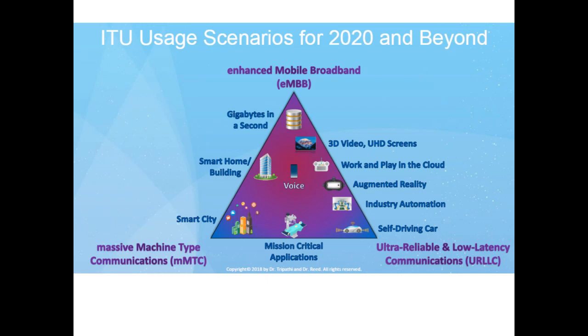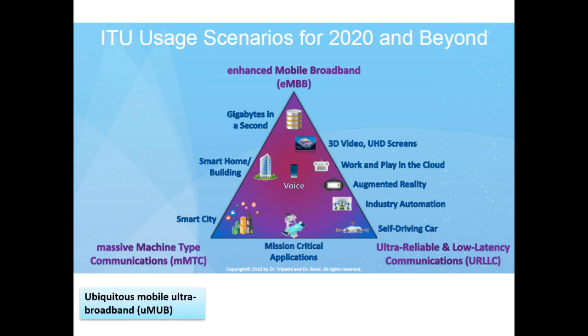So self-driving cars would be more empowered or enabled by URLLC type of communication links, whereas smart city concepts will be driven by MMTC. And 3D video, ultra high definition screens, etc. will be driven by more of enhanced mobile broadband.